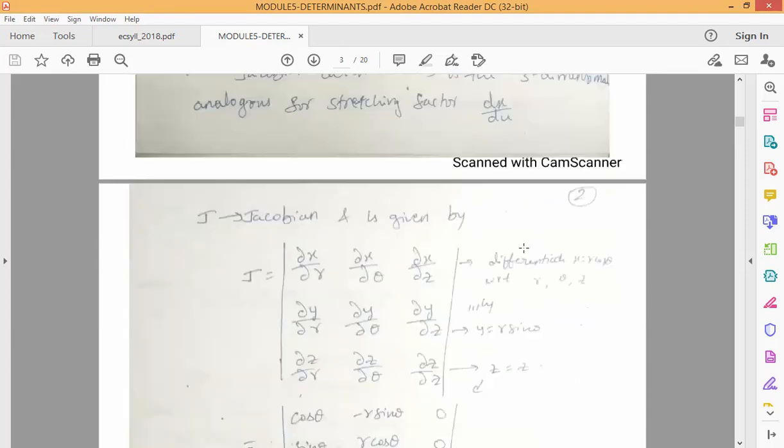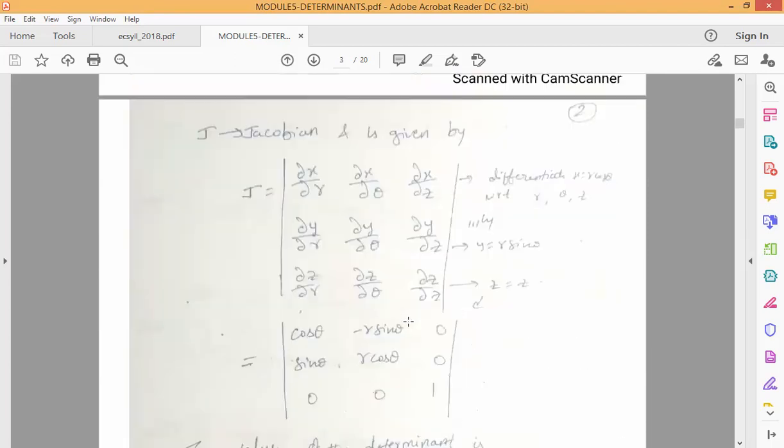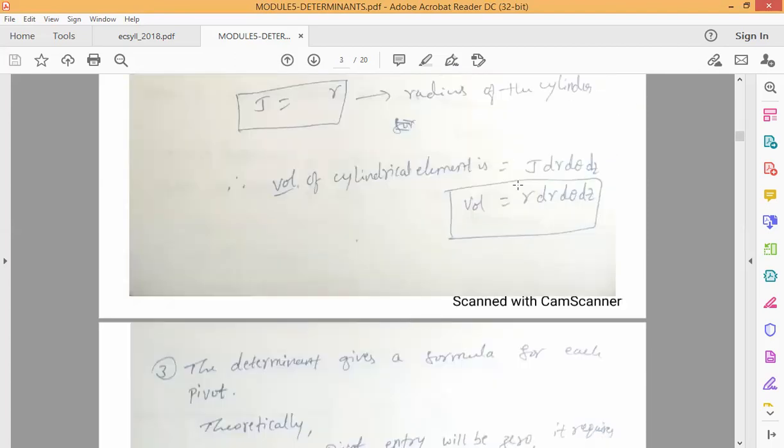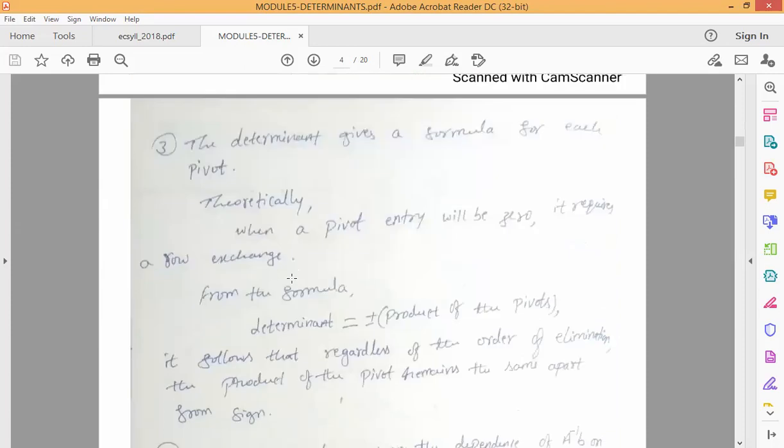The second use of the determinant is that the determinant of the matrix A is simply equal to the volume of a box in the n-dimensional space. So that is r dr d theta dz. And now coming to the third use: the determinant can be used as a formula for each pivot.